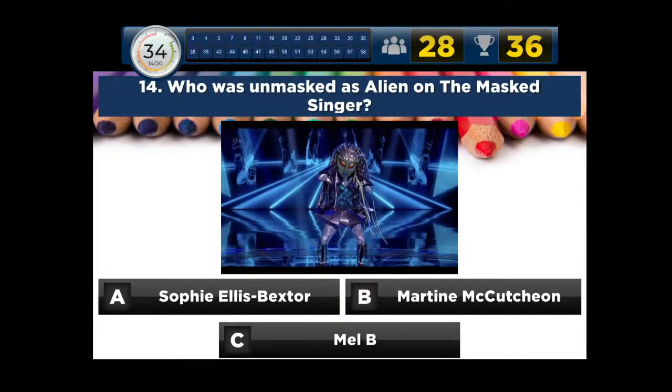So who was Alien on The Masked Singer? Was unmasked the other week? Sophie Ellis-Bextor, Martine McCutcheon, or Mel B? Don't know if you watched The Masked Singer, but good bit of fun. Well worth watching. In fact, we recorded last night, so might be watching that later on. Who was the alien? Sophie Ellis-Bextor, Martine McCutcheon, or Mel B?